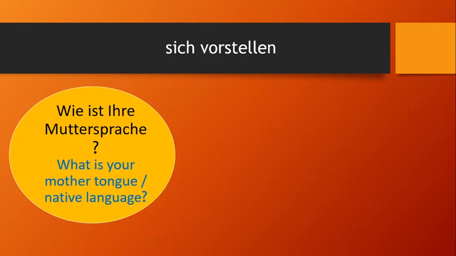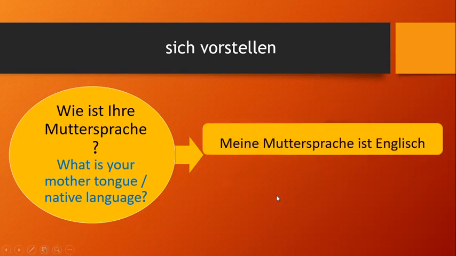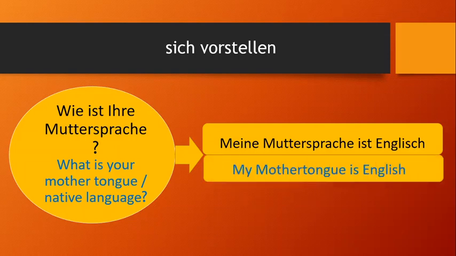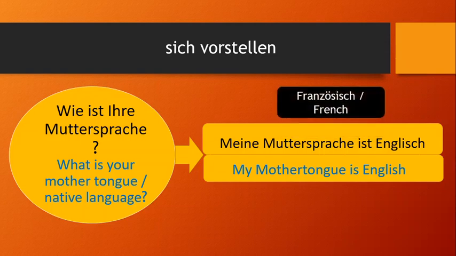So let's answer this question. Meine Muttersprache. Mutter is mother, Sprache is language, Meine is my. Meine Muttersprache is English. I've just given an example. If your native language is English, you'll write English. If it's Hindi, you'll write Hindi, and if it's French, you'll write French. Suppose you speak French, what will you write? You'll write Französisch, which means French. Meine Muttersprache ist Französisch.